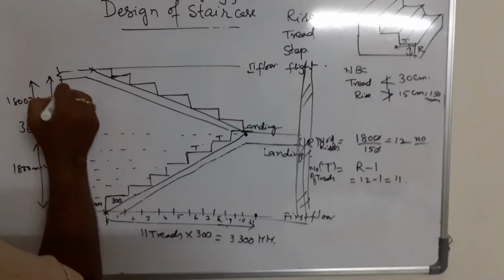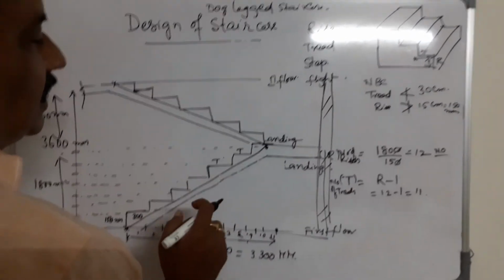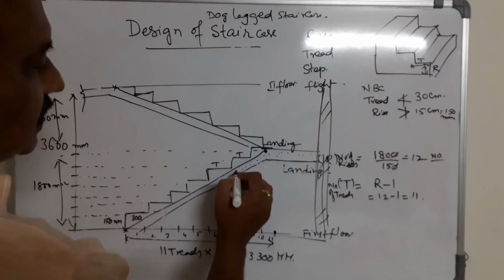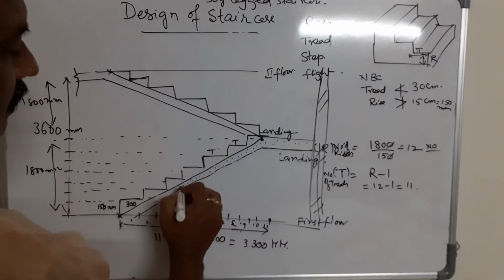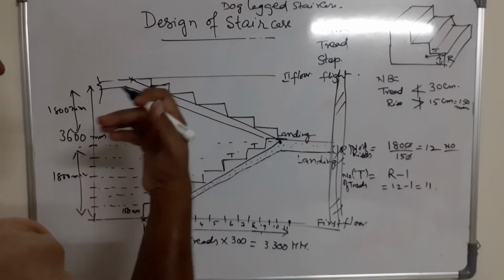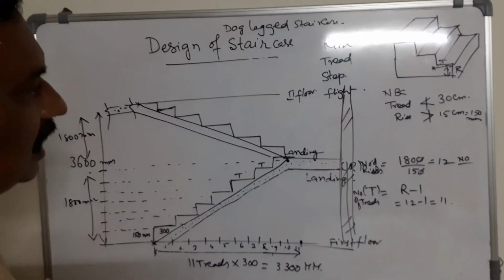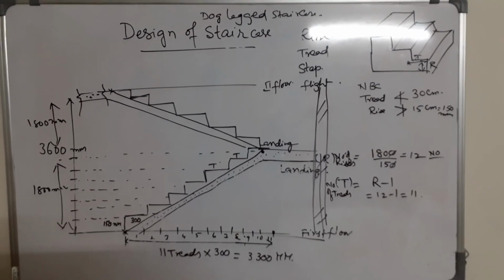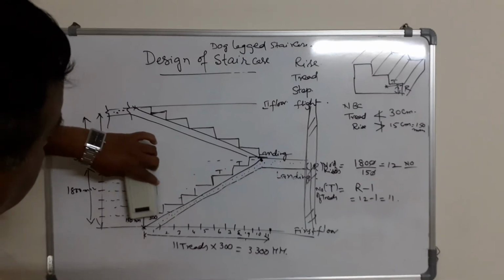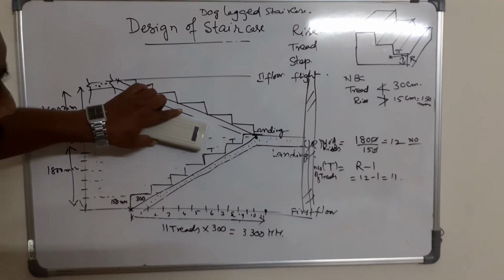In section, if I cut one flight, automatically I can see the concrete of the one flight. The other flight concrete I can't see, only I can see the elevation, and here also I can see the concrete. This is how you have to design the dog-legged staircase. After drawing, you can erase all these dotted lines.